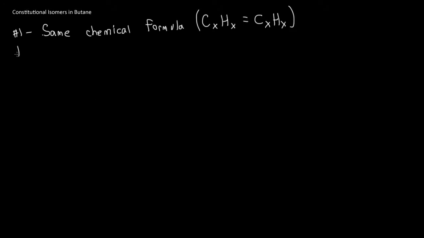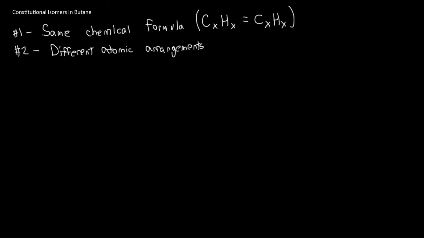Now looking at rule number 2, they need to have the same chemical formula, but they also need to have different atomic arrangements. Different atomic arrangements means they can't be connected the same way. They need to have different connectivity, a different constitution. They're all arranged differently, so the branches need to be different. They can't just be the same form. It's easier if I draw it out.